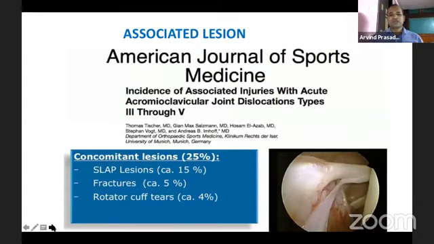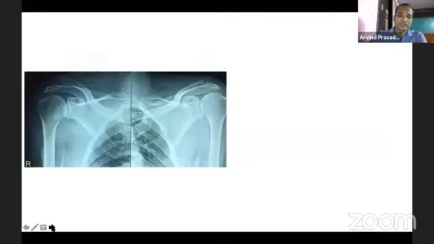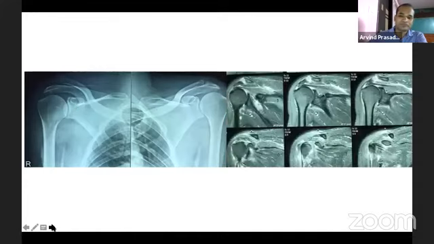There are some associated lesions with the AC joint also published recently. The concomitant lesion rate is almost 25%, in which SLAP is the maximum at 15%. Sometimes there is a fracture of the coracoid also, 5%, and rotator cuff tear also almost 4%. So this was one of the cases with AC joint dislocation. The clinical test was positive for rotator cuff tear, so an MRI was done, and you can see there is a rotator cuff tear as well as disruption of the AC joint.